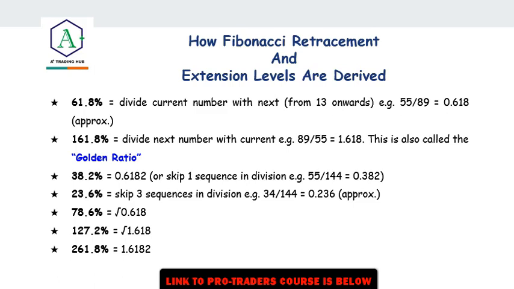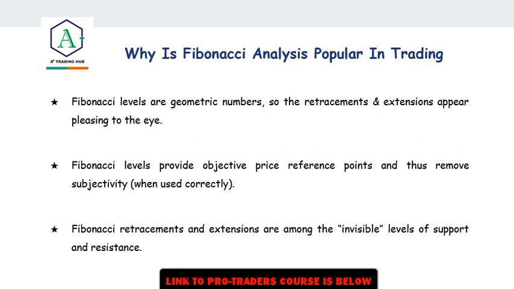So when you are trading the Fibonacci sequence, you need to pay more attention to the 61.8% level, the 161.8% level, and also the 78.6% level. These three levels are key levels. From my experience, these are the three key levels in the Fibonacci retracement or extension sequence. So when you are using the tool, you pay attention to what price is doing at these three levels, because that is where you have a good lead on what price may do next. So let's look at why Fibonacci analysis is popular in trading.